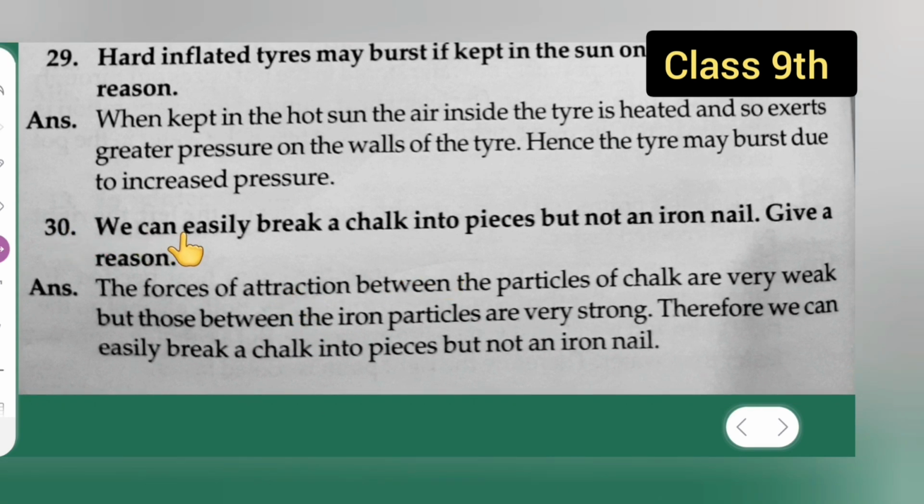That is question number 30. We can easily break a chalk into pieces but not an iron nail. Give reason. Answer: the force of attraction between the particles of a chalk is very weak, but that between the iron particles is very strong. Therefore, we can easily break a chalk into pieces but not an iron nail.